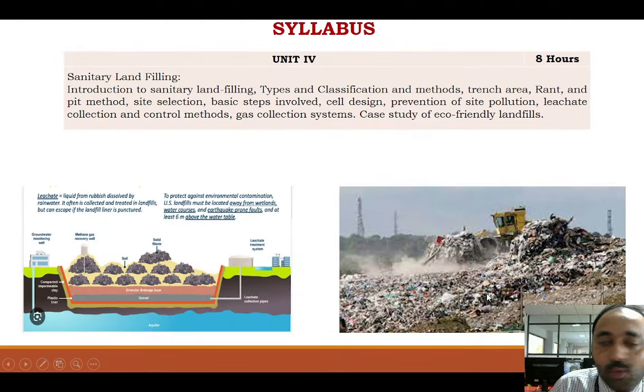So we have all open dumping. There is no presence of sanitary landfills. But if you go to the other countries, we see that they dump the waste in a proper way so that they take it back and they recover that land for different purposes.